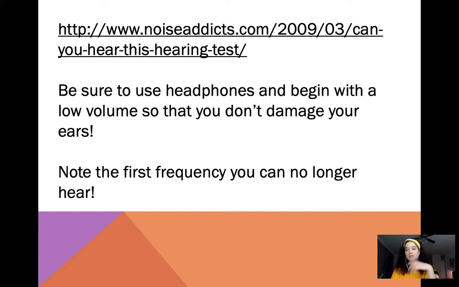And as you damage your ears with things like loud music, Ricardo, looking at you, you're actually damaging your hearing, and so you won't be able to hear those high-pitched noises anymore.